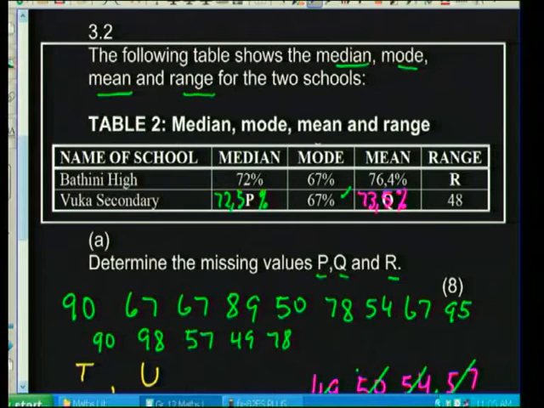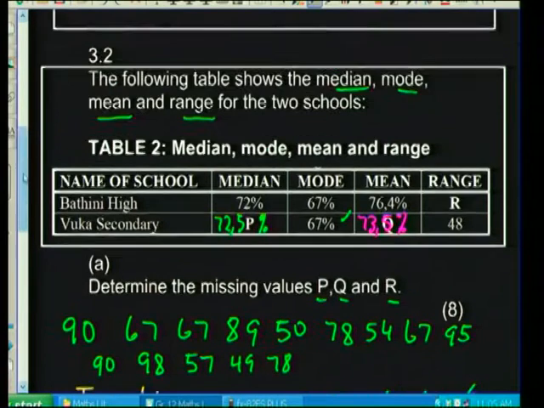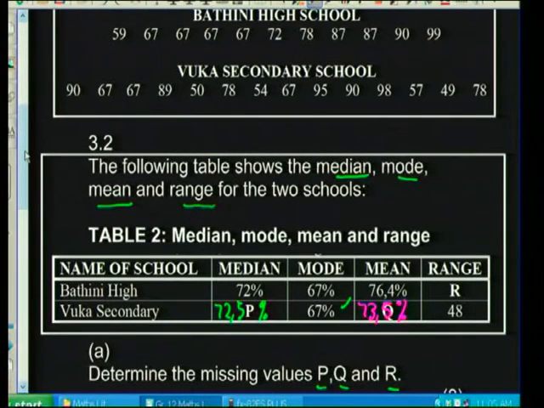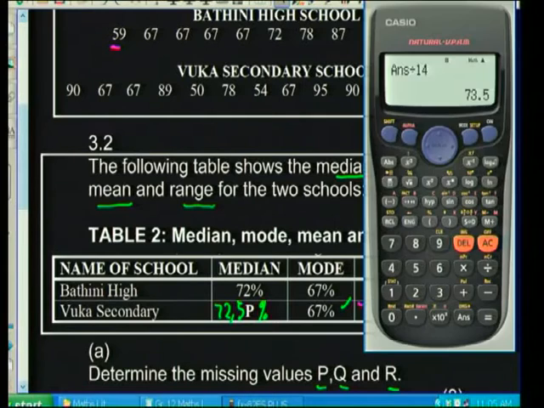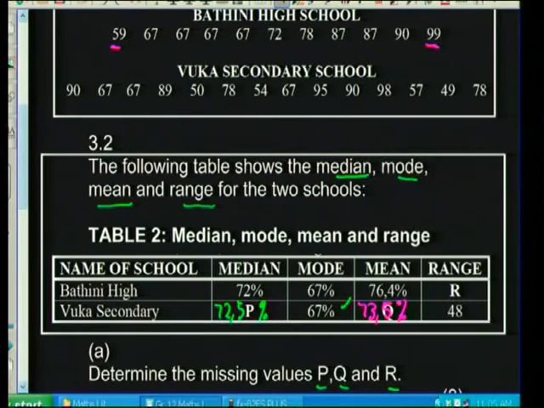And finally, the one thing we haven't been given is R, our range. Remember, our range is our highest minus our lowest. So I've got 99, because we're dealing with the other school, minus 59. They were in order, so I don't have to worry about that. And again, you can do this in your heads, but you know what? We've got a calculator, so let's use it. And we see that it's 40. So my range here is 40.